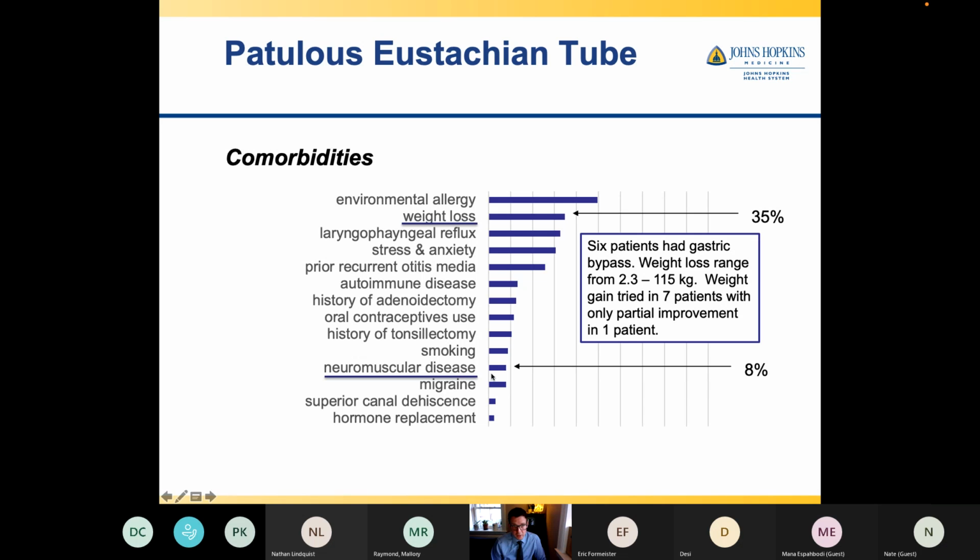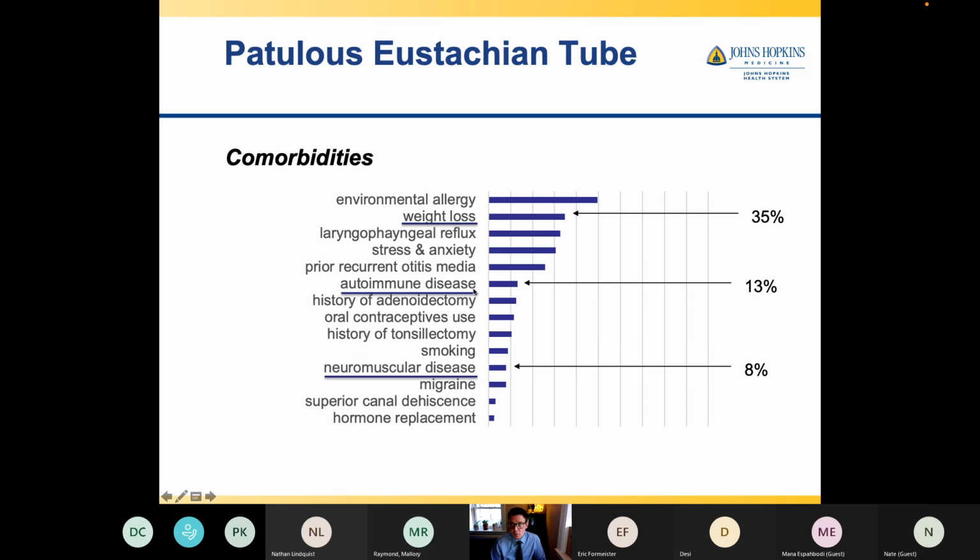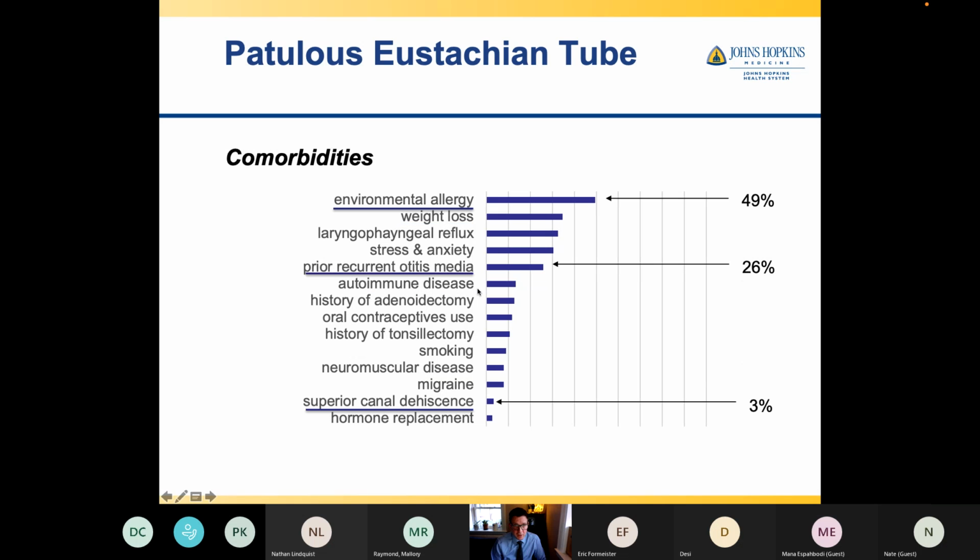Some conditions like neuromuscular disease and autoimmune conditions are more prevalent than in the general population. And then what was a kind of a surprise is that a history of environmental allergy and prior otitis media was much more prevalent. And then we had 3 people, 3%, that had superior canal dehiscence, which is a lot higher than we'd anticipate.